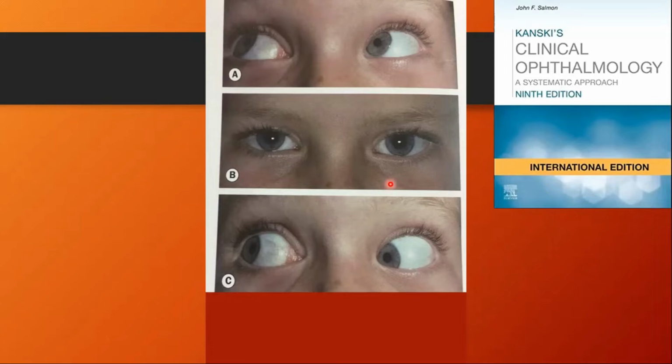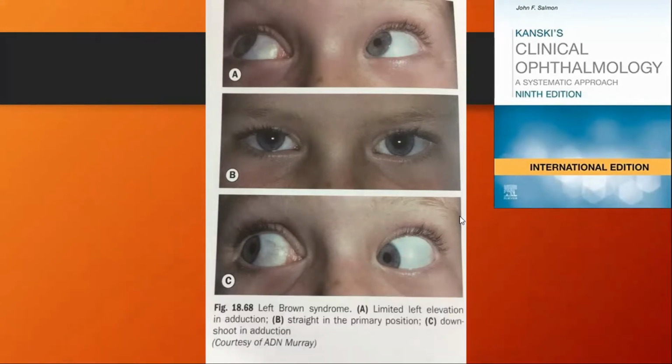So in summary, I can say this is a case of mild Brown syndrome because it is orthotropic in the primary position, and we expect that there is no abnormal head posture. There is subtle limitation of elevation in adduction, a slight downshoot, and widening of the palpebral fissure. So here is the comment: left Brown syndrome, limited left elevation in adduction or dextroelevation, straight eye or orthotropia in the primary position, and downshoot in adduction.